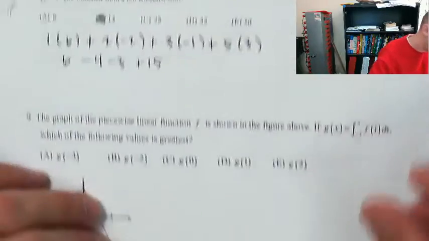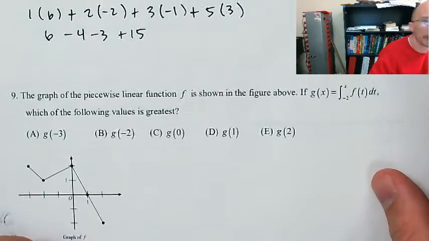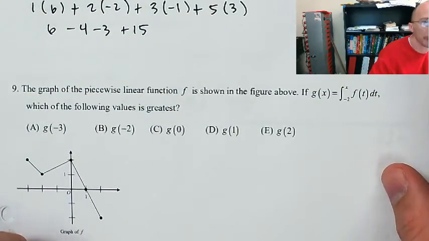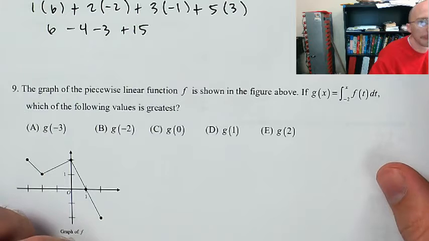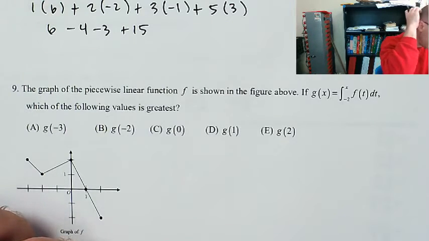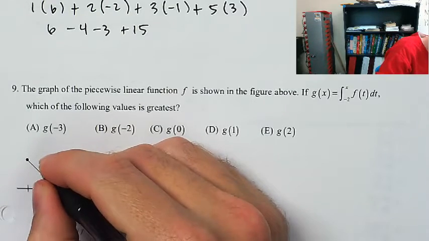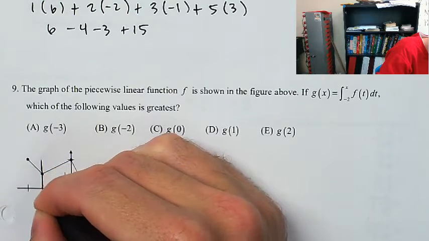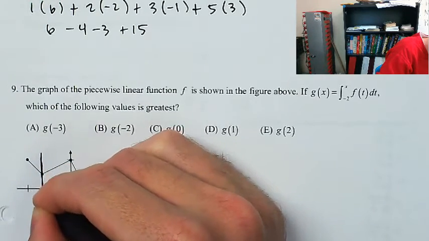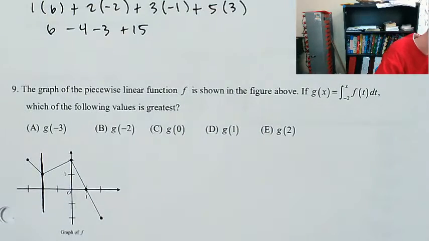Okay, so over here, the graph of the piecewise linear function f is shown in the figure below. If g is the integral from negative 2 up to x, which of the following values is greatest? All right, so I'm going to draw a little vertical line in here to remind me that this is where I am kind of considering I'm starting my area counting, basically.